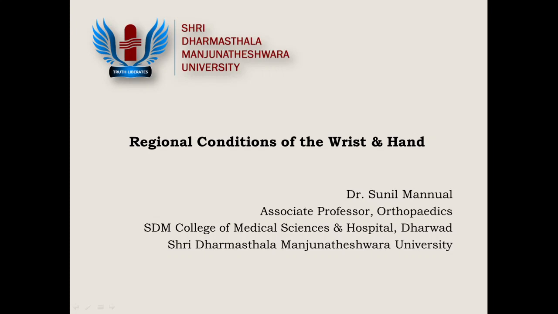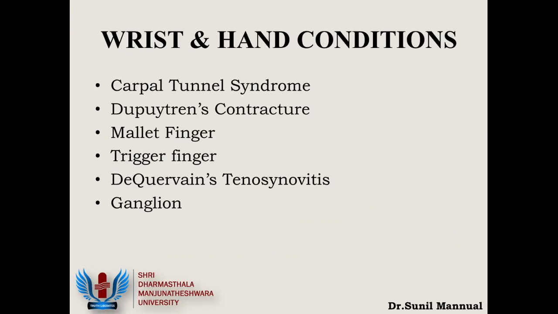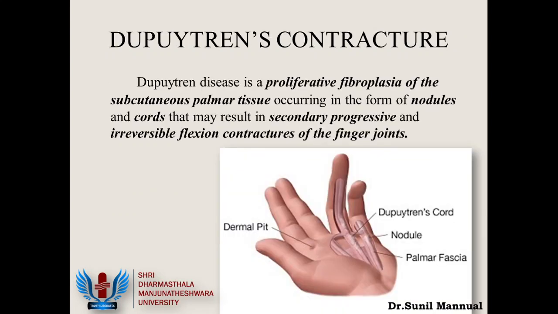The topic that we'll be covering today would be regional conditions of the wrist and hand. In the last video, we did a discussion of carpal tunnel syndrome. Today, we'll move on with a few minor topics like Dupuytren's contracture, mallet finger, trigger finger, de Quervain's tenosynovitis, and ganglion. So moving on to slide number 28, we have a condition called Dupuytren's contracture.